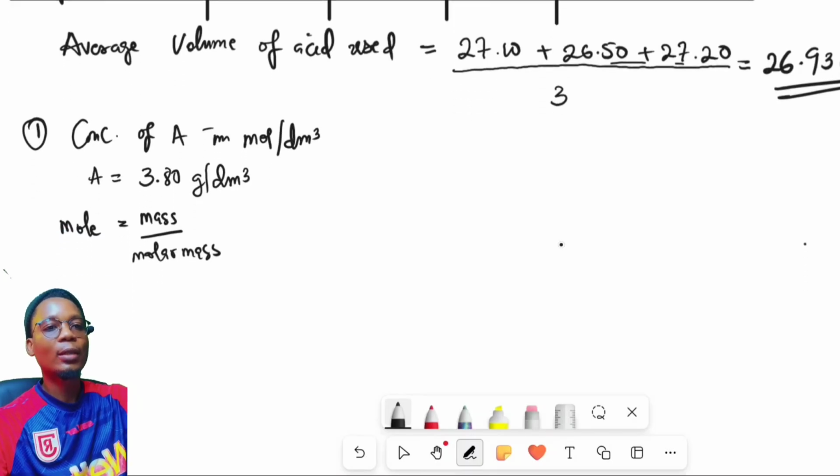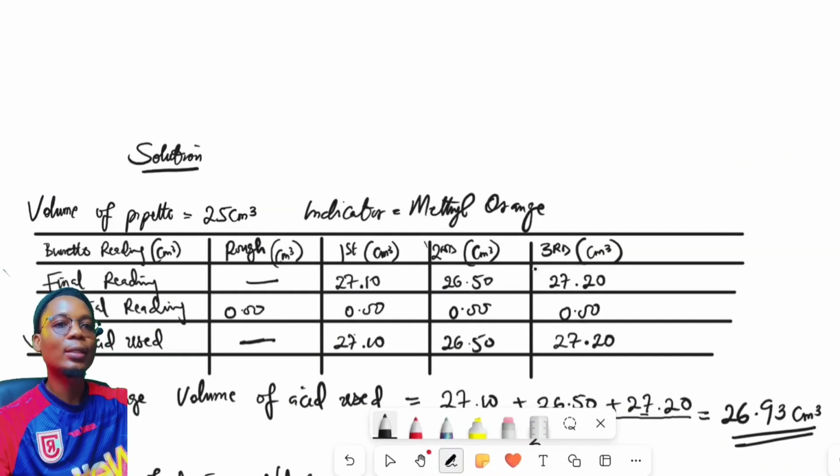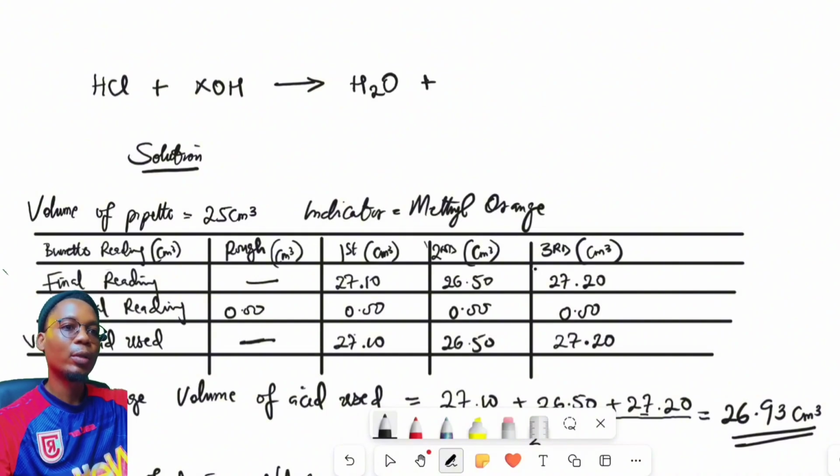Now remember, one of the first things you should have done is actually write the chemical equation of the reaction, which we are going to have: HCl plus XOH, which will give us H2O plus XCl.